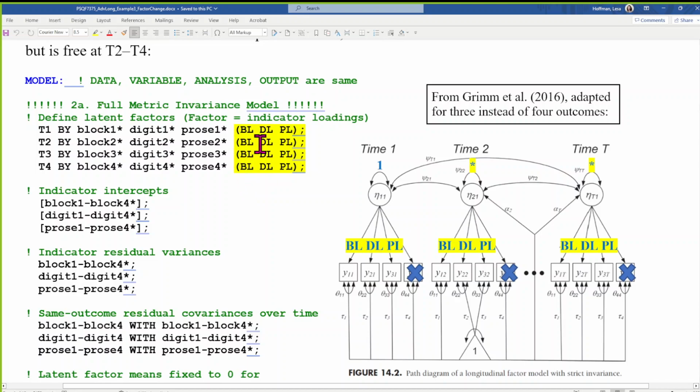So I have BL, DL, PL, where L stands for loading, and the first letter is which outcome I'm talking about. So the fact that I have BL in the first spot here means that I am saying the loading for block 1 on T1, block 2 on T2, and so forth is the same over time. So rather than having 4 numbers, I'm asking it to come up with one that's supposed to hold for all 4 of those outcomes, the same outcome at 4 occasions. I'm doing the same thing with DL and PL.